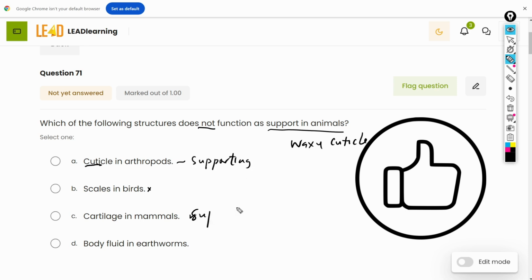Then body fluids in earthworms. Now, earthworms possess what is called a hydroskeleton, where their body fluids contract and relax. The movement of the body fluids actually brings about not just movement, but gives the body a very solid structure. When the fluids move back and forth, they provide fluid pressure, and that actually provides support. So it's called a hydroskeleton or hydrostatic skeleton.